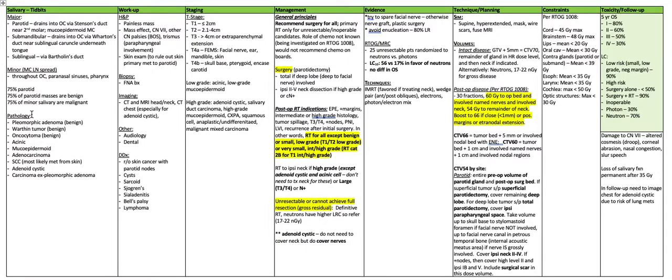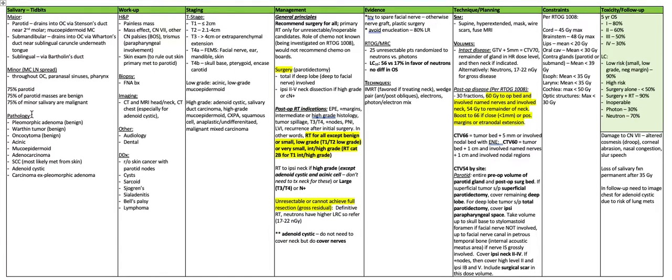Pathology includes pleomorphic adenoma, which is benign, Warthin's tumor or cystadenoma lymphomatosum, which is benign, acinic cell, mucoepidermoid, adenocarcinoma, and squamous cell, which is most likely metastasis from the skin. Also adenoid cystic and carcinoma ex pleomorphic adenoma.